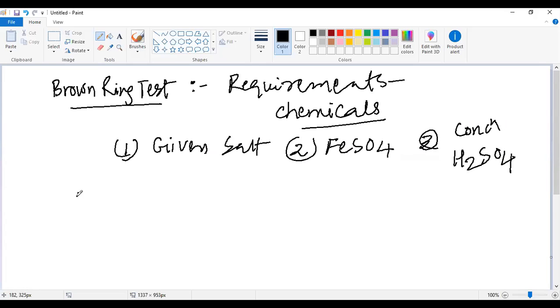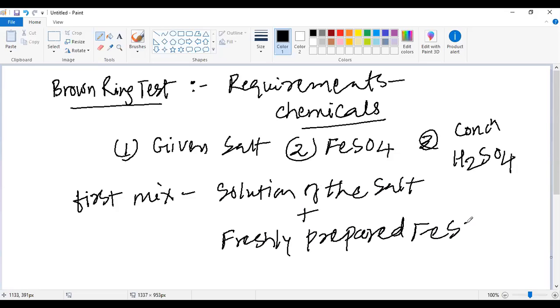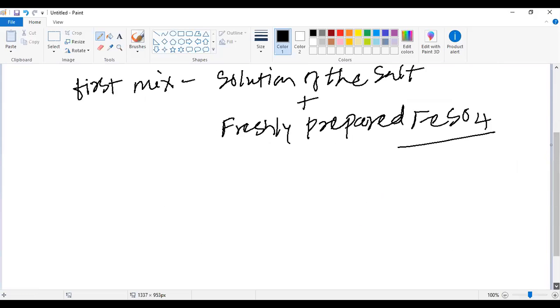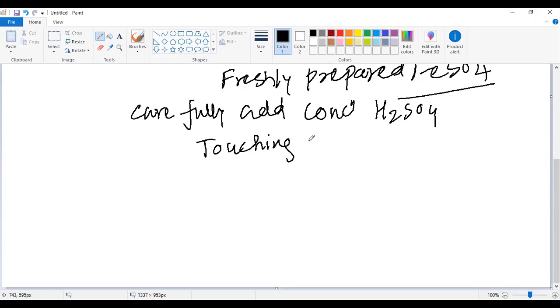Now, what do we do? We first mix the solution of the salt with freshly prepared FeSO4. So my dear students, we just mix the solution of salt with freshly prepared FeSO4. And then we carefully add concentrated sulfuric acid touching the wall of the test tube. This is what happens.